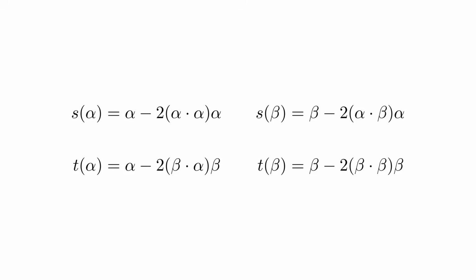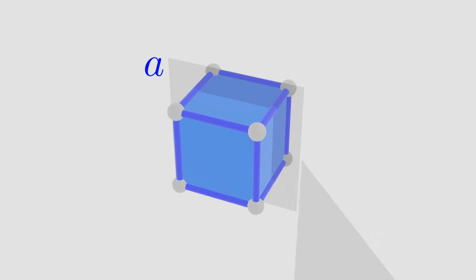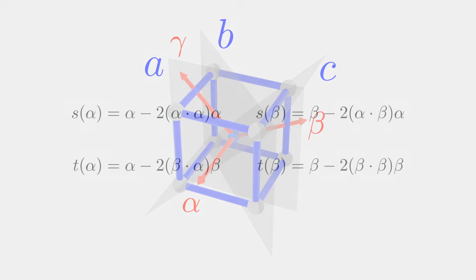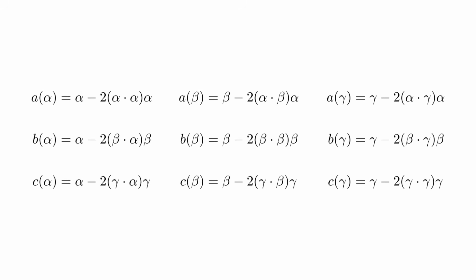We could simplify these diagonal terms to get S alpha equals minus alpha, but I'm going to leave them as is for now, because we can extend this pattern to higher dimensions. Recall that the system B3 was the symmetry group of a cube, and the generators A, B, and C correspond to these three reflections. Here are the three roots for those reflections, which I'll call alpha, beta, and gamma. By the same reasoning as for the triangle, the action of the reflection functions on the roots are given by these 9 formulas. Can you see a pattern emerging?